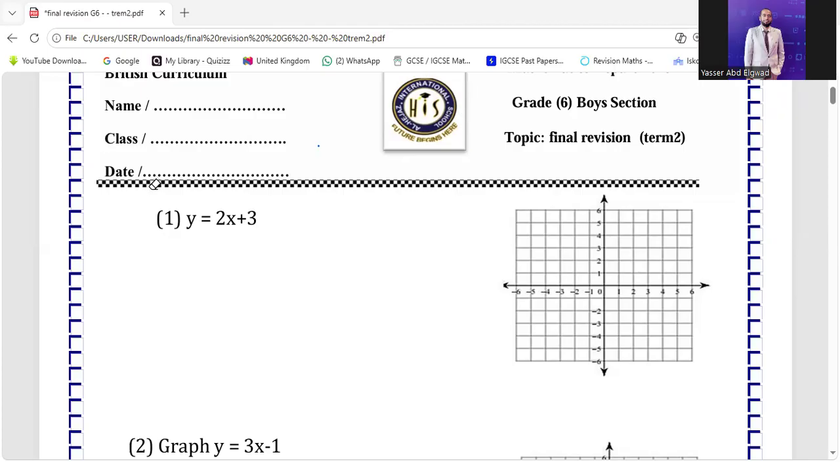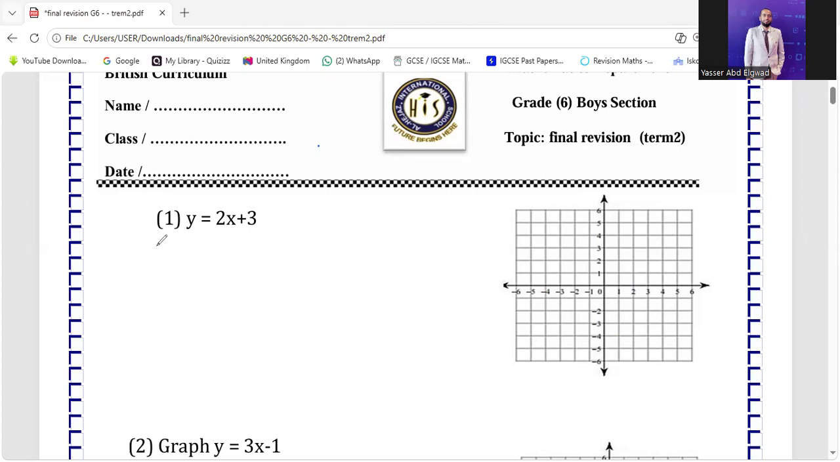Here we have a final revision about grade 6. The first topic is how to draw a line equation. Here is y equal to x plus 3. First of all, you have to choose 3 points, at least, maybe 4 points as you like. And here we can substitute any value for x and get the value for y.